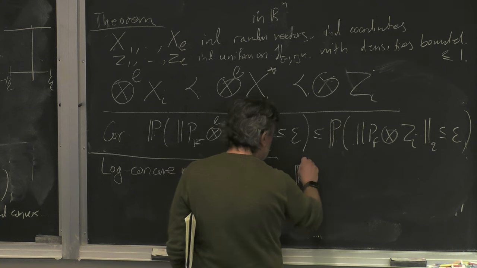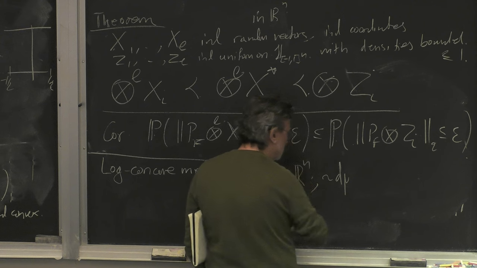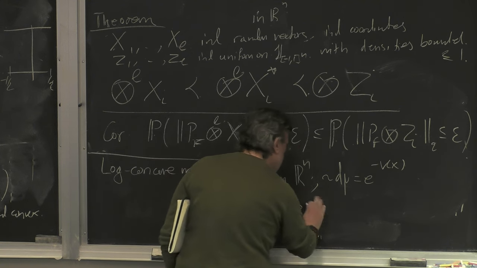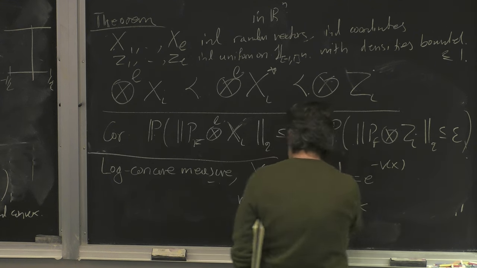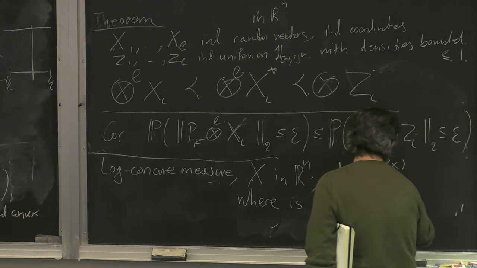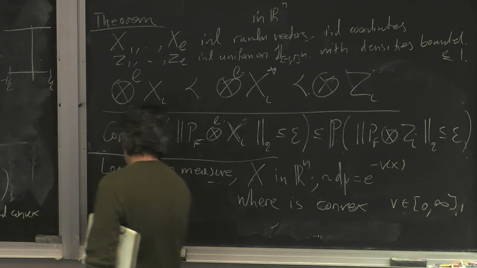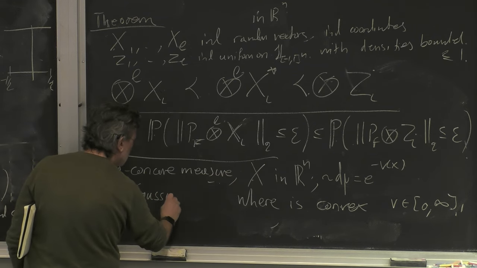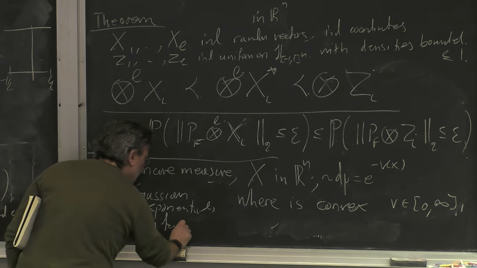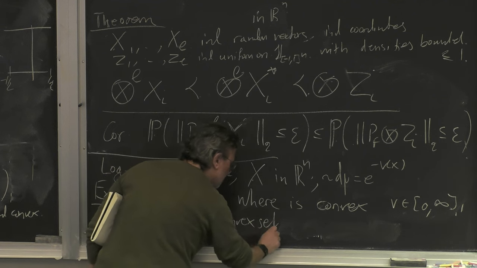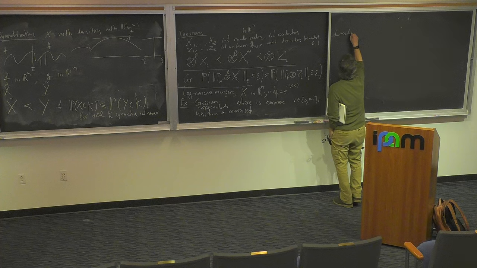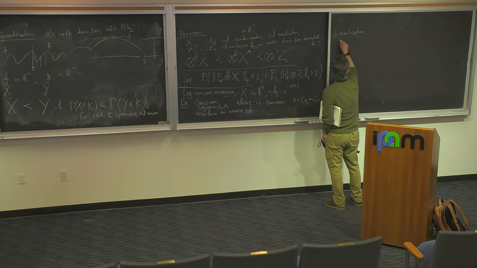X, a random vector in Rn, if it is distributed with respect to a density of this form, where V is convex, then this is called a log-concave vector, and the measure is called a log-concave measure. And V may also take the value infinity. Examples are, of course, the Gaussian, the exponentials, but also the uniform measures on convex sets. So that's quite a rich family. And there was a technique called localization that was popularized by Kannan, Lovász and Simonovits.